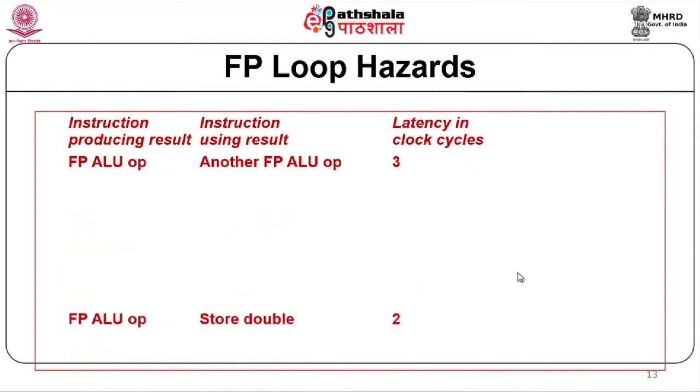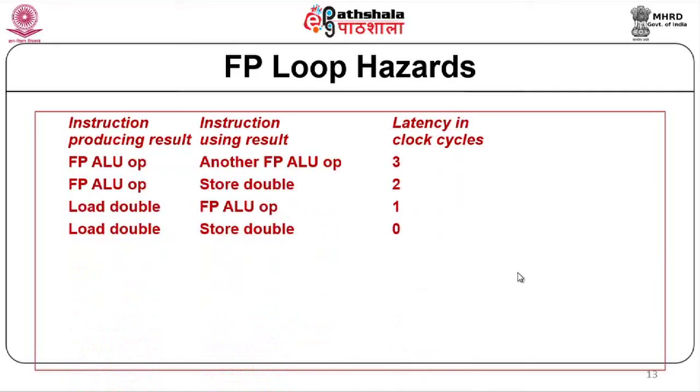So, let us assume for our discussion purposes these latencies. Between a floating point ALU operation and another floating point ALU operation that is going to use its result, let us assume that you need a latency of 3 clock cycles. Between a floating point ALU operation and a store operation dependent on that data, let us assume that you need a latency of 2. Between a load double and a subsequent ALU operation using the loaded value, it requires a latency of 1, and between a load and a store, there is no latency. Let us assume these latencies for our discussion purposes.